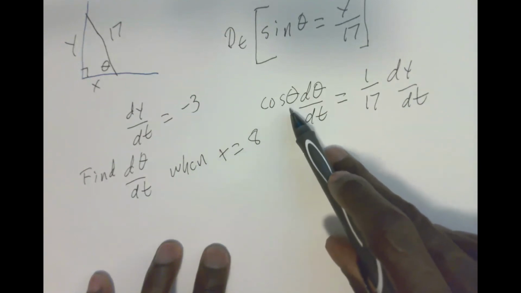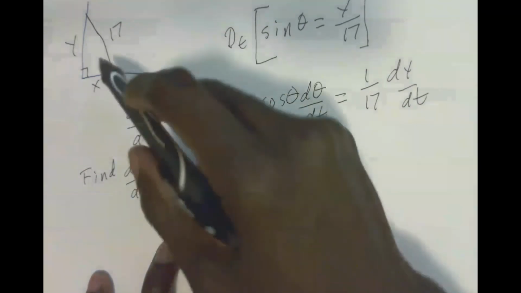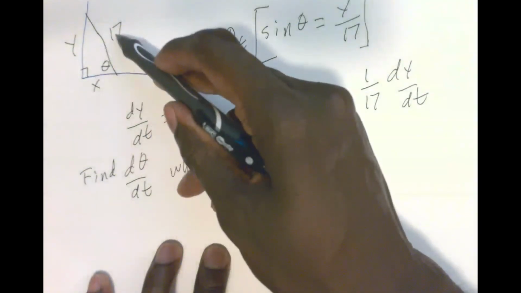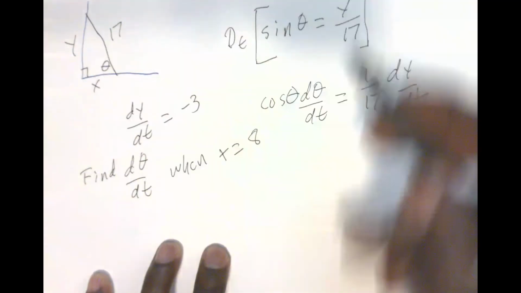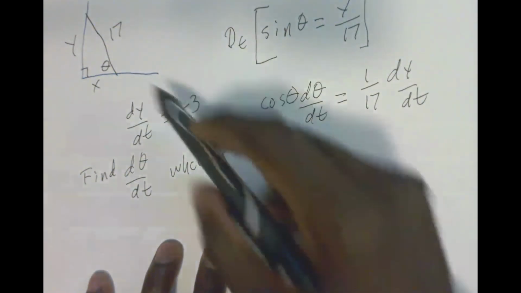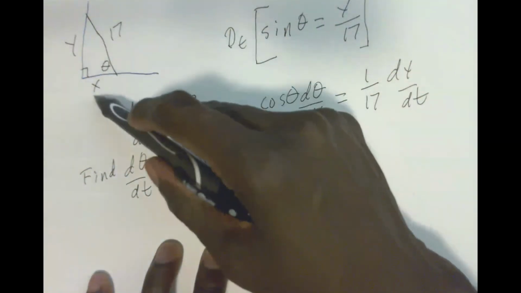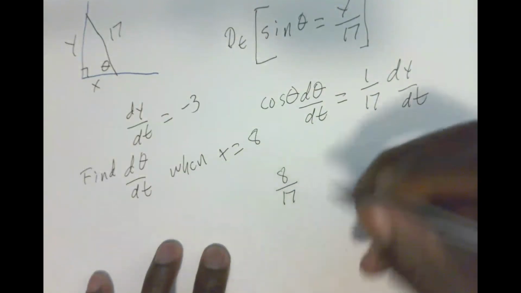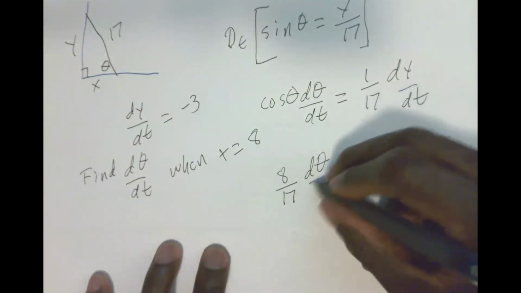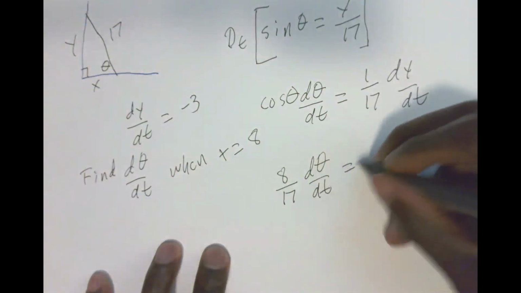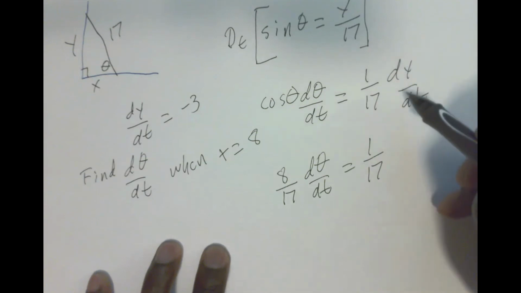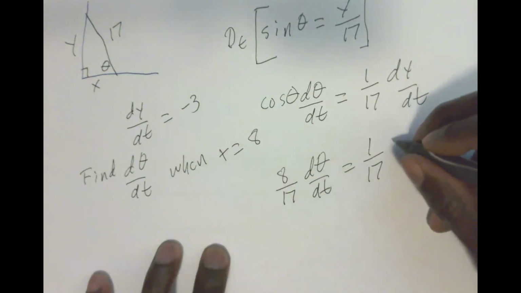Do I know cosine theta? Well, here's the triangle. Cosine theta would be adjacent over hypotenuse. And do I know x? Yes, because at this moment, x is 8. So cosine theta at this moment would be 8 over 17. So it's 8 over 17 times d theta/dt, which is what I'm trying to solve for, equals 1 over 17 times dy/dt, which was given as -3.